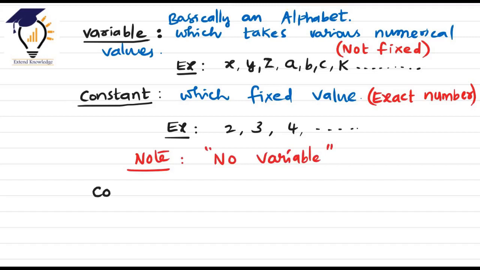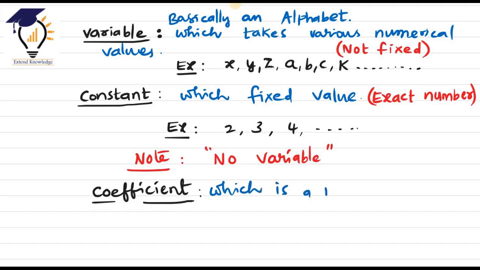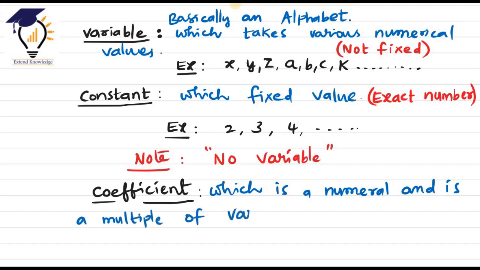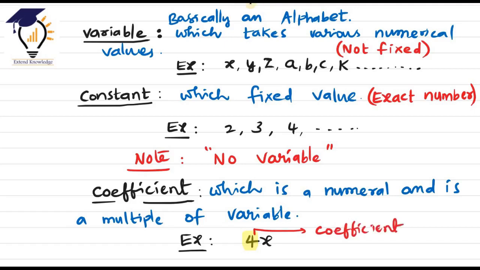Next, one more thing to learn is the coefficient. What is a coefficient? A coefficient is a number, a numeral, which is a multiple of a variable. How do we see that? If I say 4x, here 4 is a multiple of x, right? So this 4 is called the coefficient. Coefficient is a number. If I show you one more example, negative 10x, here negative 10 is the coefficient, correct? So this is the coefficient.